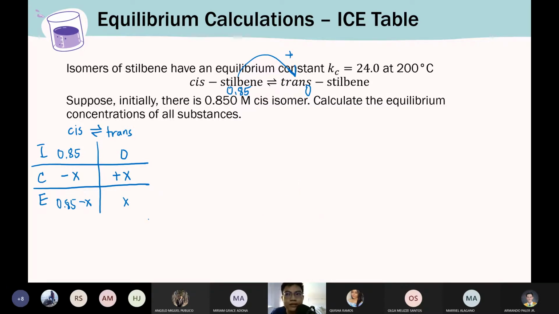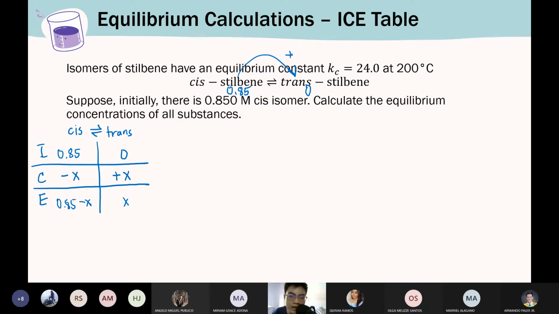And now, what will you do? You have your equilibrium expressions. Why expressions? Because there is an x. Like in algebra, when there are x's and y's, we call it an expression. So the equilibrium amount of cis is 0.85 minus x, and the equilibrium amount of trans is x. So you should solve for the value of x. How will I solve for the value of x?